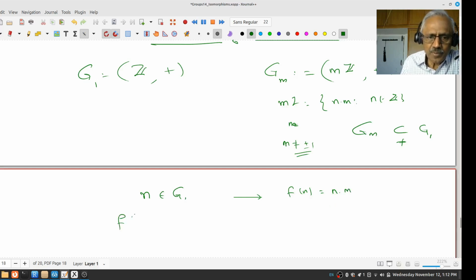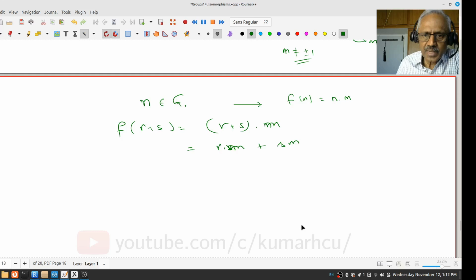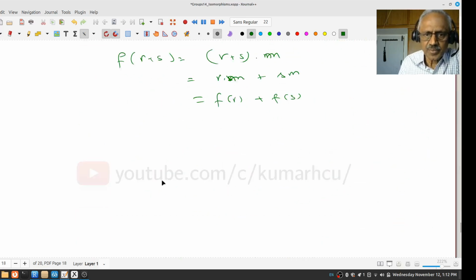Now, what will be f of, let us say, r plus s? That is r plus s times m by definition. But r plus s times m, by the distributive law, is r times m plus s times m. But r times m is the same as f of r, and this is f of s. And is it a bijection? Yes. So f is an isomorphism.